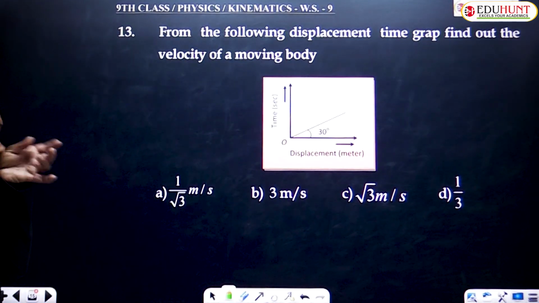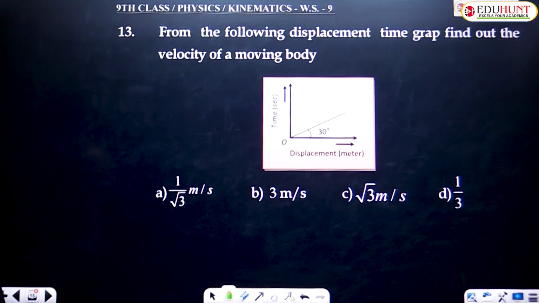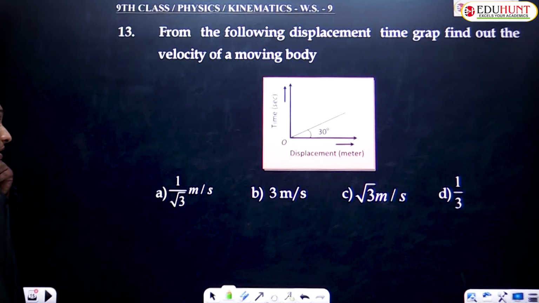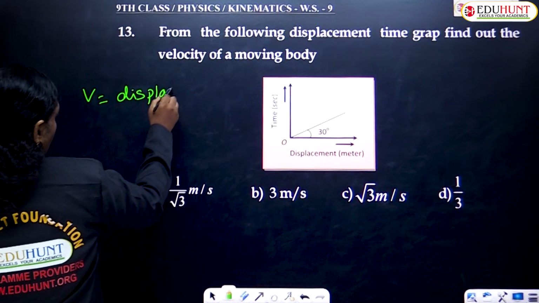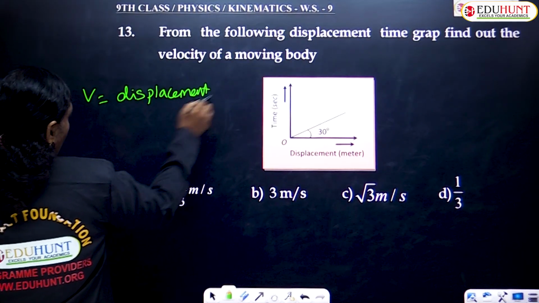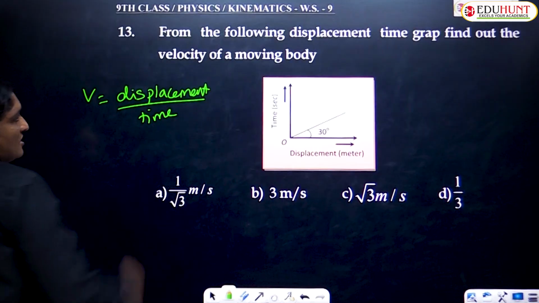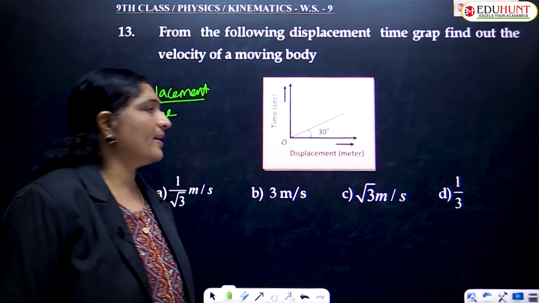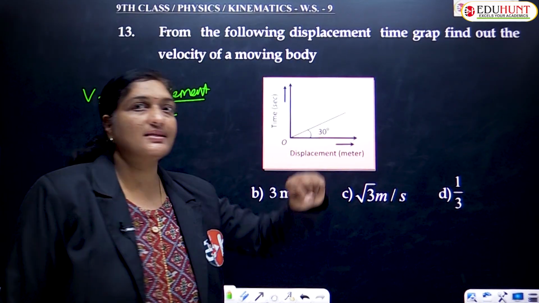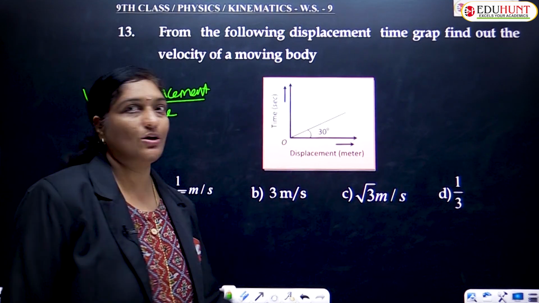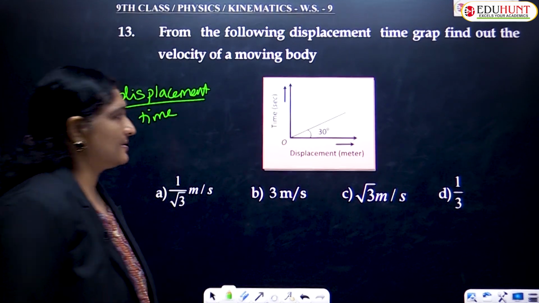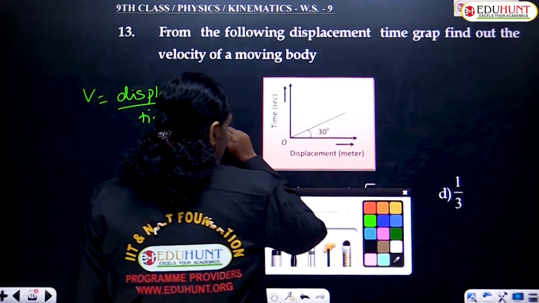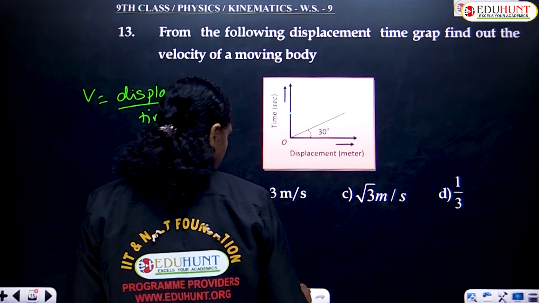Next, from the following displacement-time graph, find the velocity of a moving body. Calculate, children. We know the formula for velocity: displacement by time. Generally all people make the same mistake, children. First of all, observe the graph carefully. Here displacement is taken on the x-axis and time is given on the y-axis. But I said that displacement should be taken on the x-axis, so let us change the curve. Let me plot a straight line here.